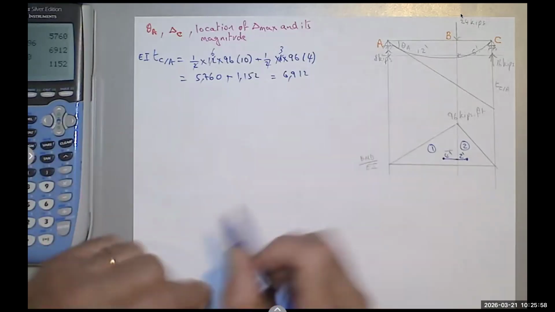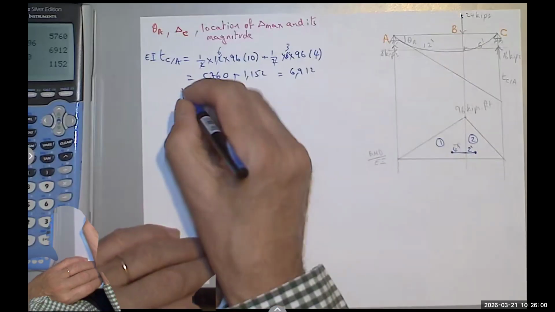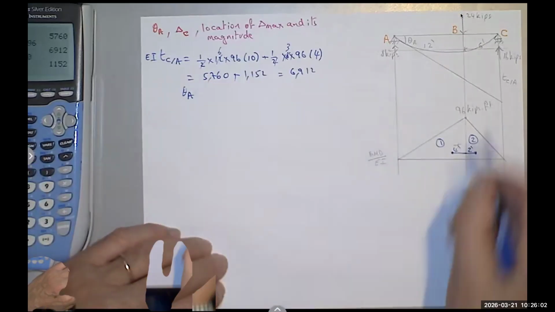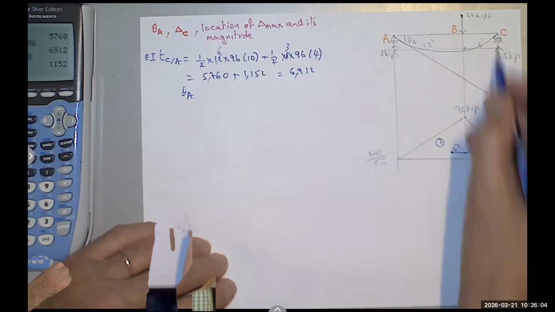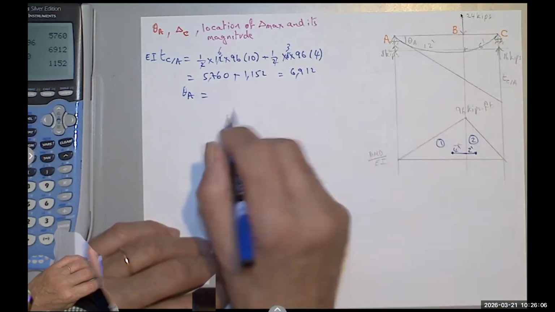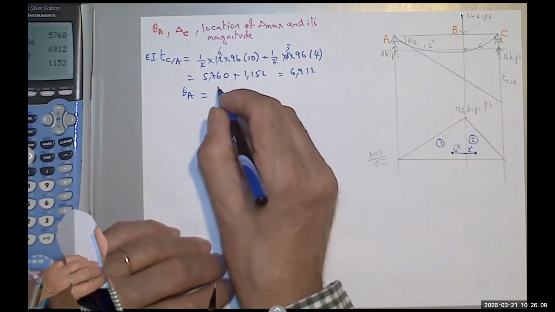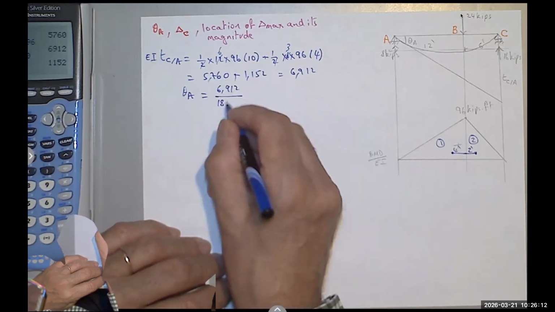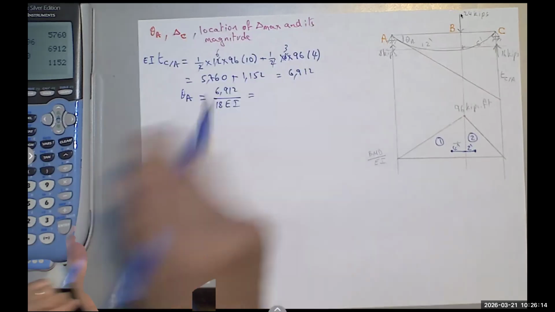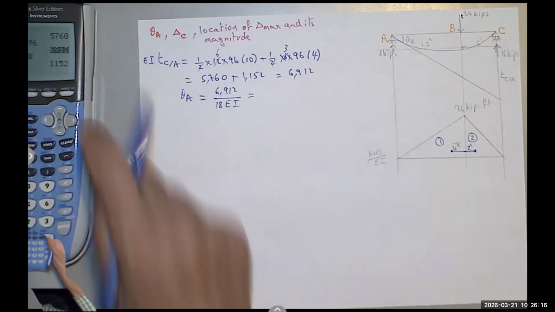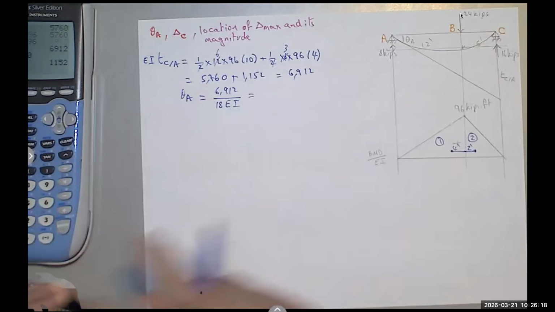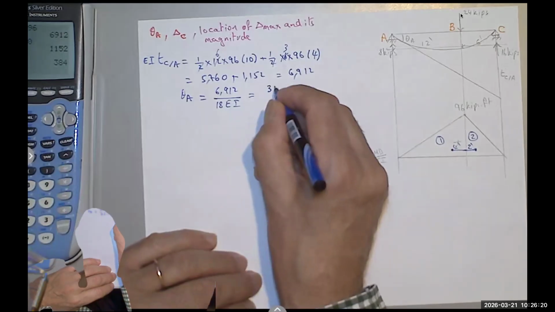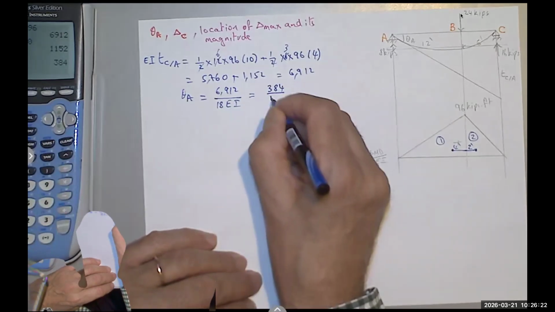Okay, so now we have that. We can say theta sub A equals the opposite over the adjacent, which is 18. So that would be 6912 divided by 18 EI, equals, dividing this by 18, I get 384 over EI.